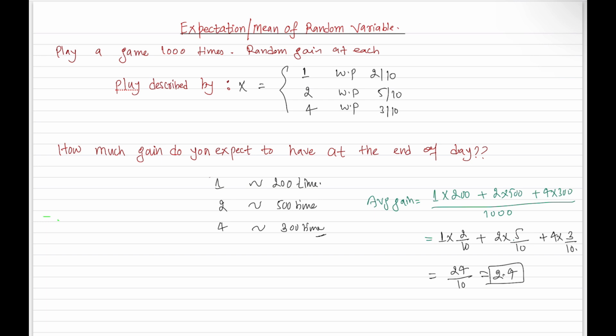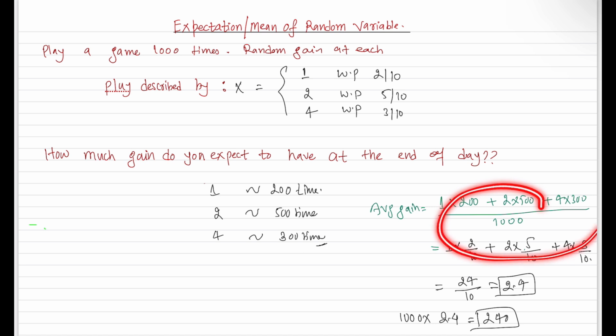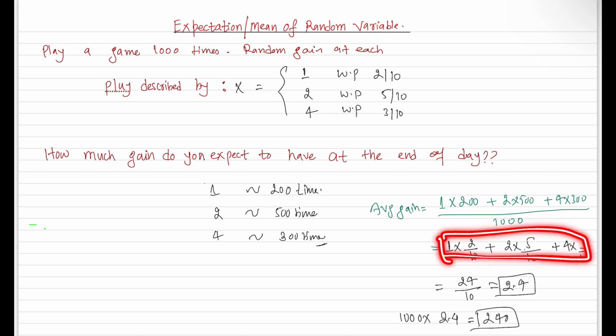So if you play it 1000 times, how much gain can you expect? That is 240 rupees, right? So what we have done, we have calculated a certain quantity which is a sort of average of a random variable. If you look at this summation, what we did was take each one of the possible values of the random variable and multiply it with its probability, and then we summed up, right?